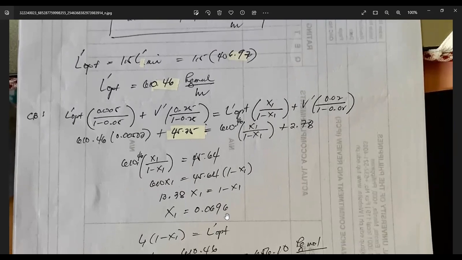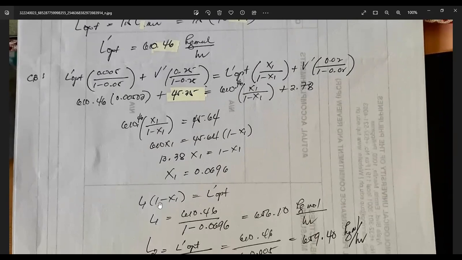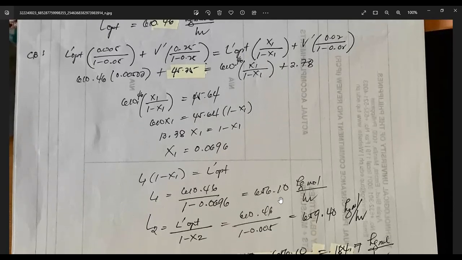So in this case, your X1 is 0.0696. This 0.0696, you subtract it from 1, and knowing the L prime optimum of 610.46, you'll be able to get the new L1. Question is, why do we need to know the new L1? Because you have optimized the solvent that you're going to use. So there's going to be changes in the L1, correspondingly, because there has been changes in the X1. So this is your new L1 if you're going to use the optimum solvent requirement.